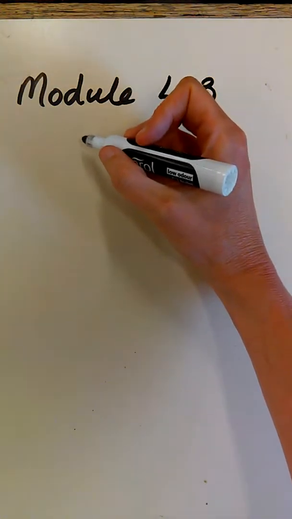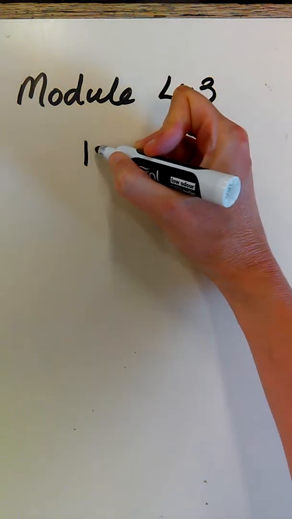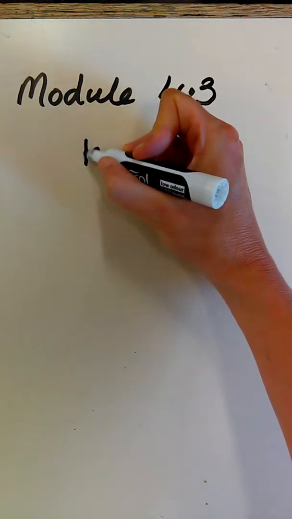Right, module 4.3, electrical circuits. Okay, the first bit of this module is Kirchhoff's second law. Now, if you remember, Kirchhoff's first law was that at a junction, the current splits. What Kirchhoff's second law is to do with is all to do with energy. It's the conservation of energy.